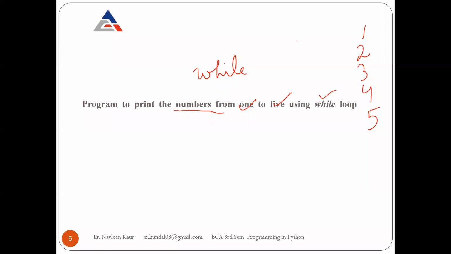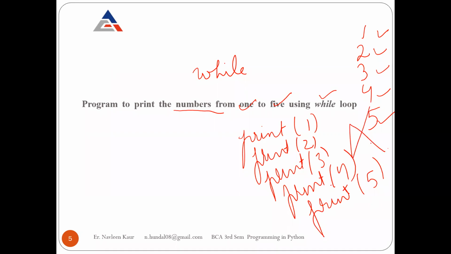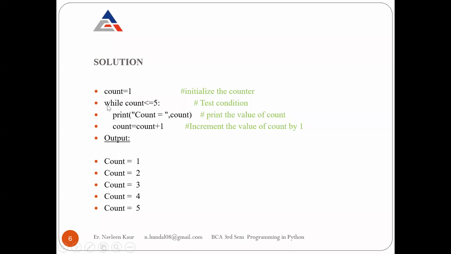So if I want to print numbers from 1 till 5, if I tell you, okay students, print numbers from 1 to 5, one option is you write like this: print 1, print 2, print 3, print 4, print 5, right? So this is one option. This is a waste of time. Now we will do a program which will tell us how you can do the same with the help of a while loop.